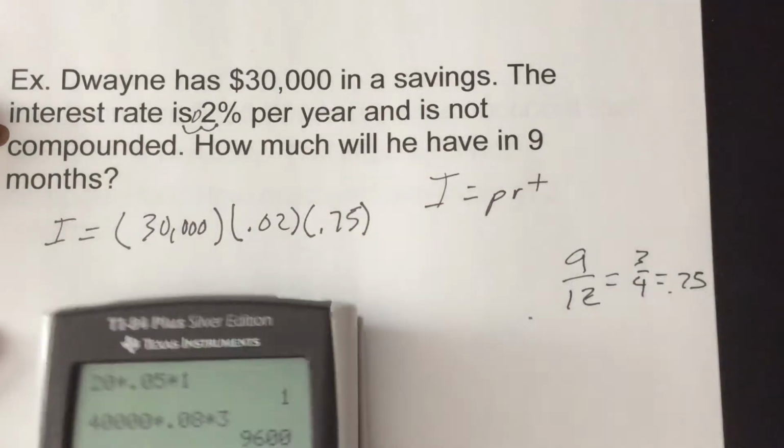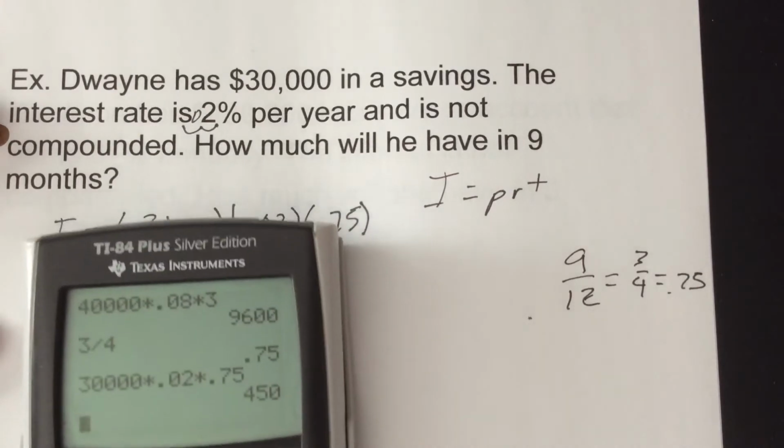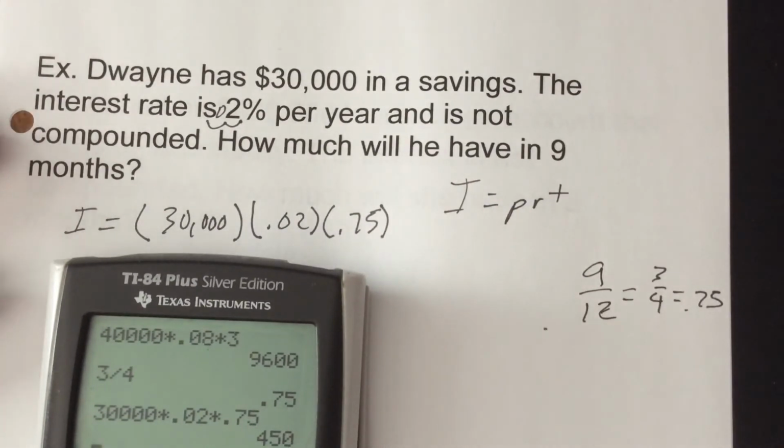Now, if we multiply that out, 30,000 times 0.02 times 0.75, we're going to end up with 450.